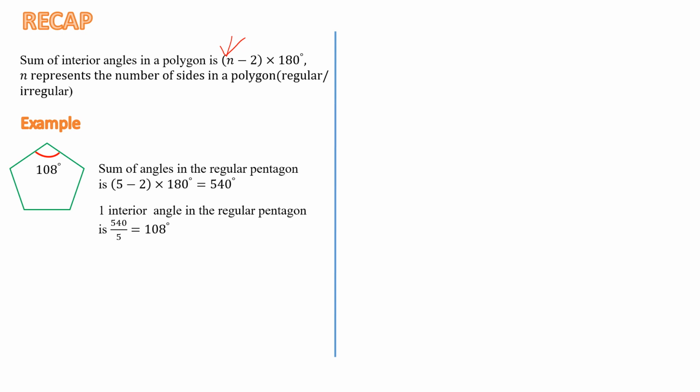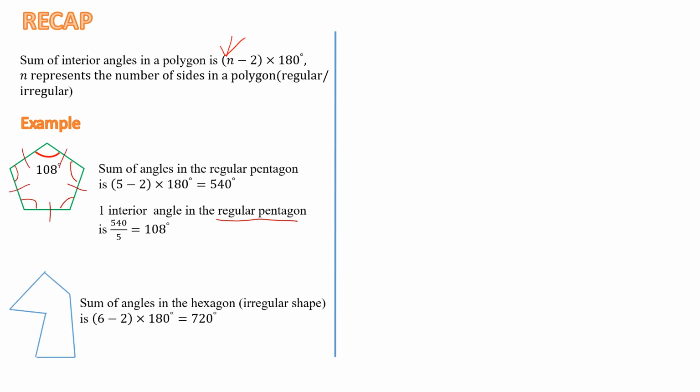In this case, each interior angle will be 540 divided by 5, which is 108. And this has to be a regular pentagon. Regular meaning all the interior angles need to have the same size, which means all the sides are of the same length. So let's go on to the second one.